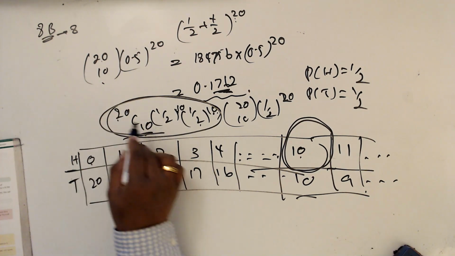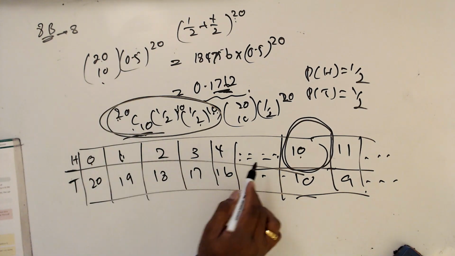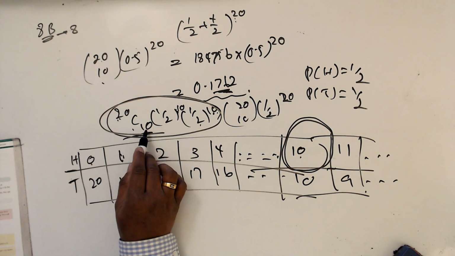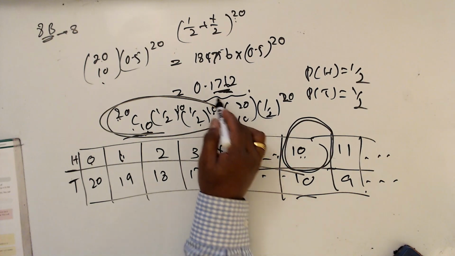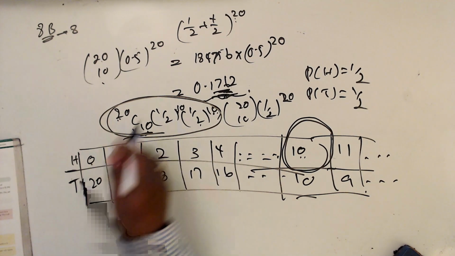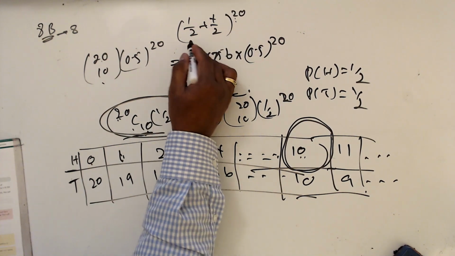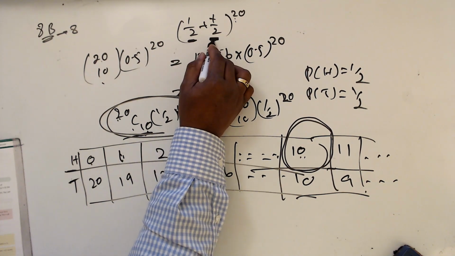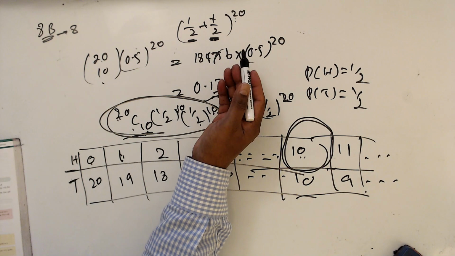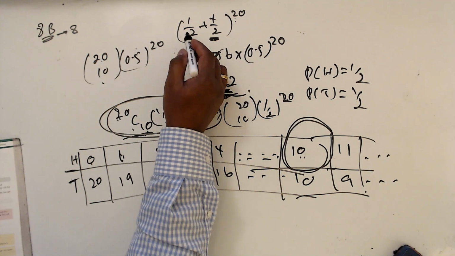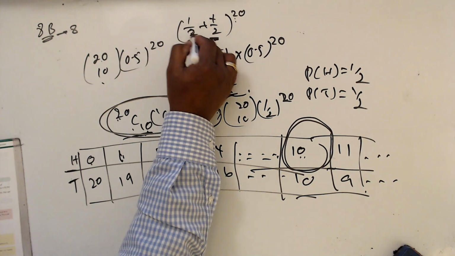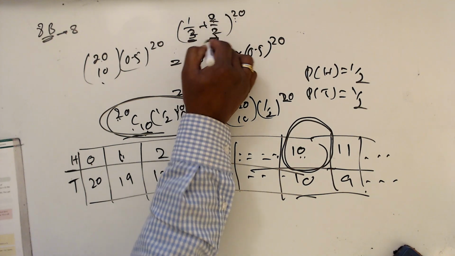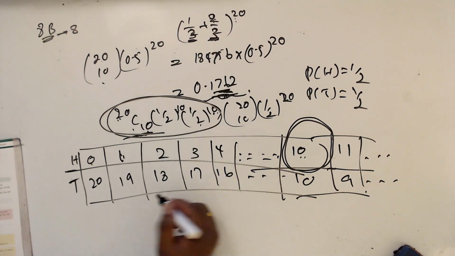It means when you toss 20 times, the probability of getting exactly 10 heads is this amount. This coin is an unbiased coin, half. Sometimes you may get a biased coin, where the probability of getting head is 1/3 and the tail is 2/3. Then the answer is going to be different.